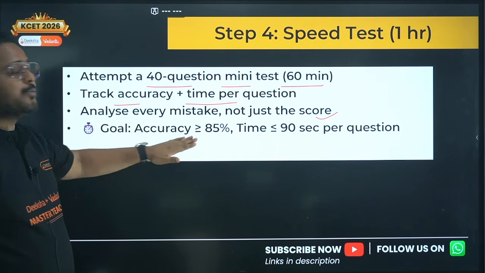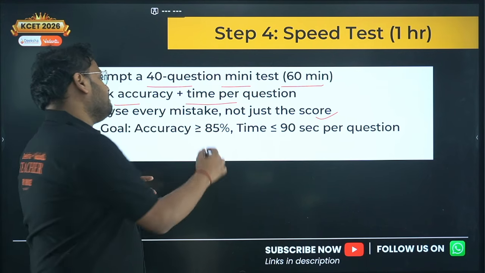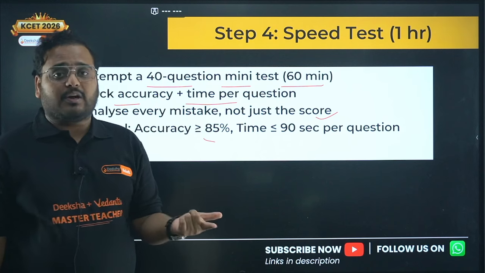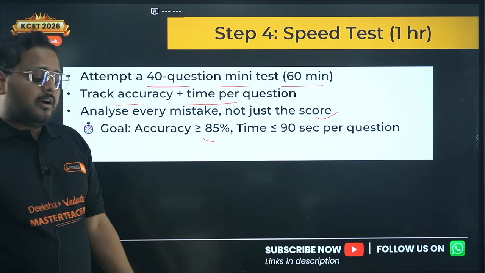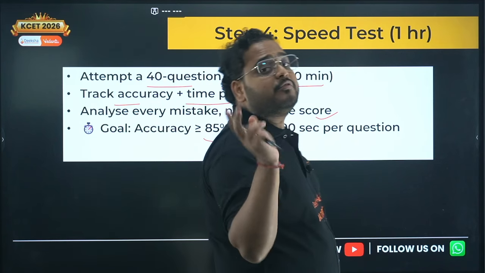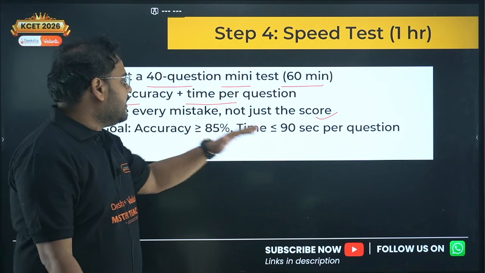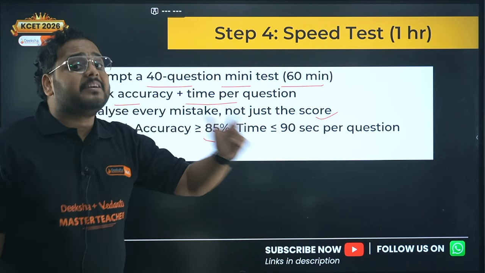The goal is that accuracy should be more than 85%, and time should be 90 seconds or less for difficult questions. For easy ones, 10 to 15 seconds. For direct questions on the formulas, 5 to 10 seconds. Yes, it can be done. So less than 90 seconds per question for the difficult type.